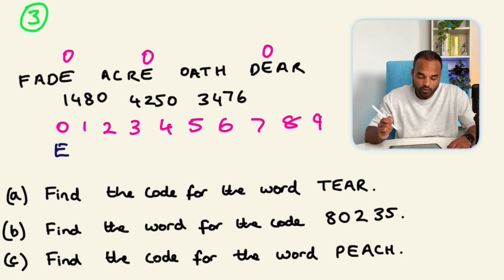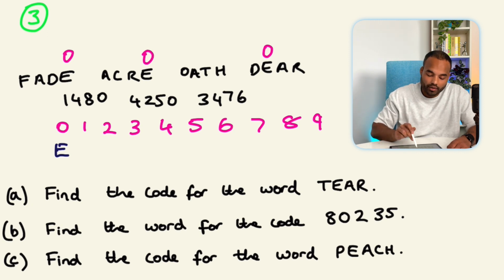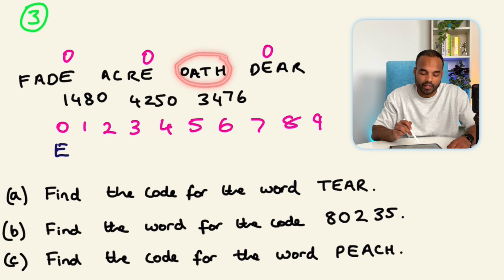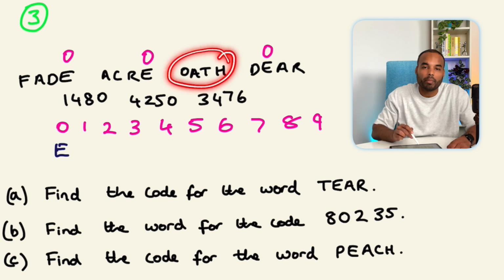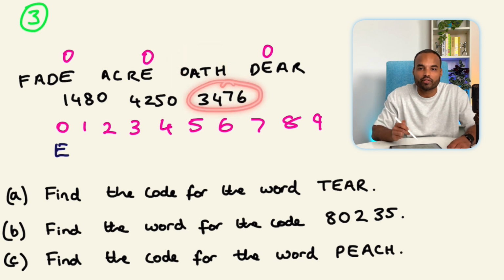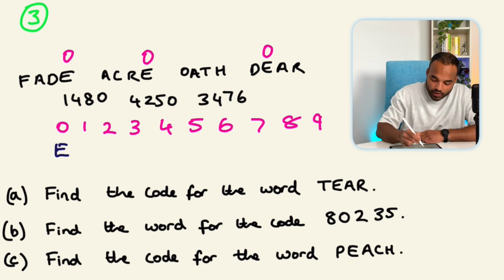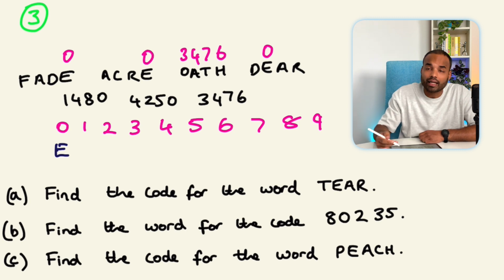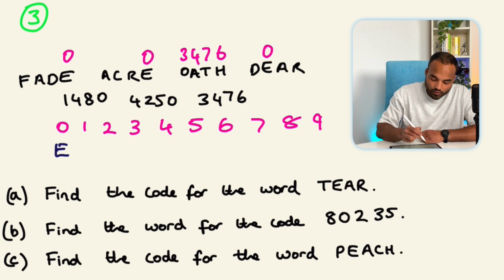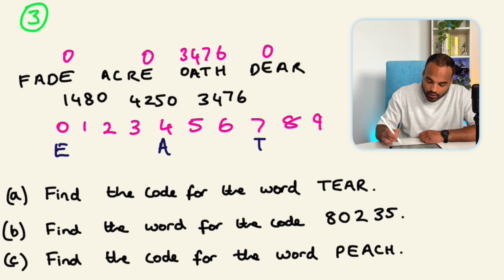If you have a look at your number codes, you'll see there is no number code currently where the second digit is a 0. That implies that the code for oath is already there. The code for oath must be 3476. We can write that on top of oath, 3476. And at the same time, we can start filling in our magic box. So A is 4, T is 7, H is 6.